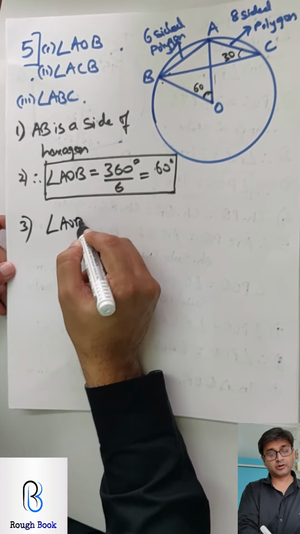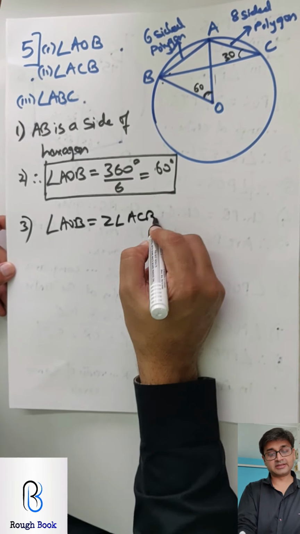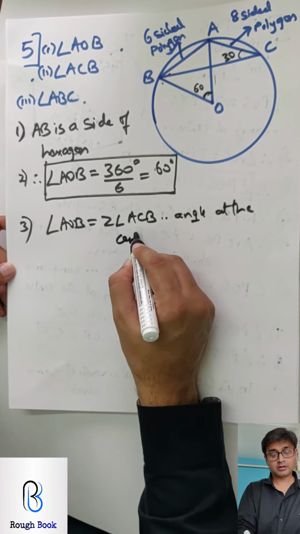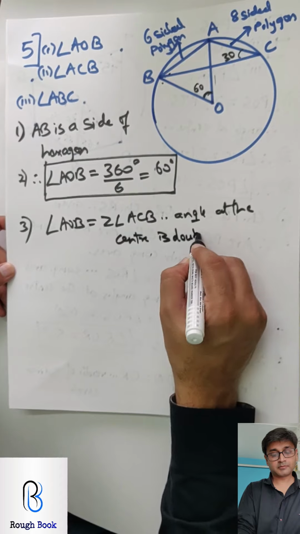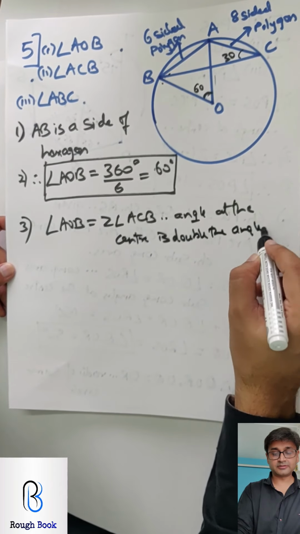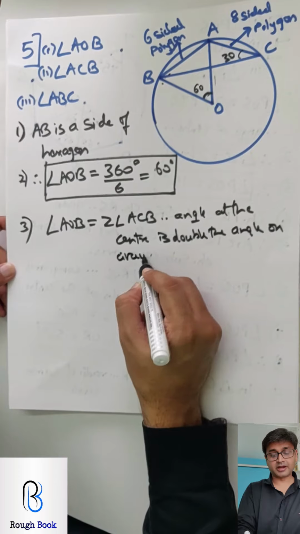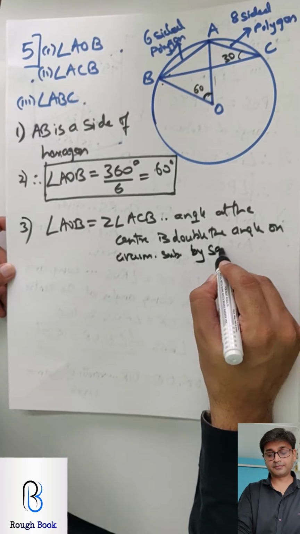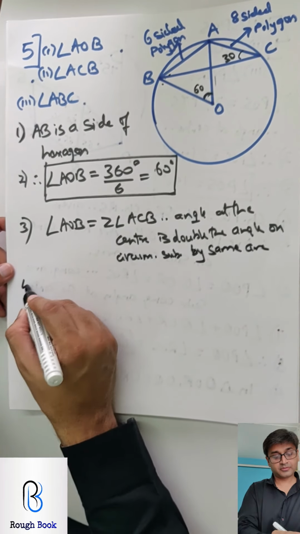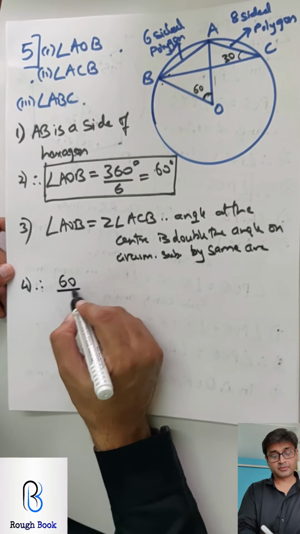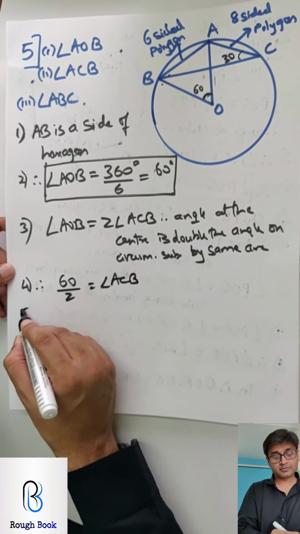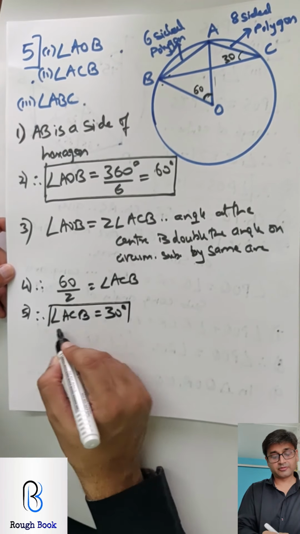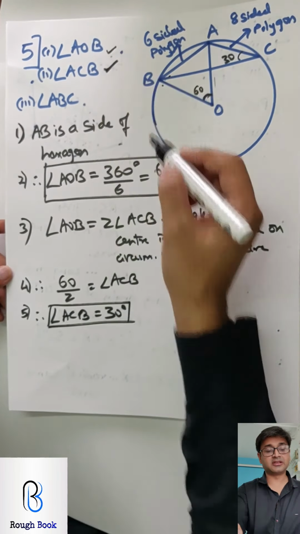Third, angle AOB is double of angle ACB. Angle at the center is double the angle on the circumference subtended by the same arc. I am purposely writing this so that you learn them. So therefore AOB is 60, divided by 2 is ACB, and finally I can say ACB is 30 degrees. So we managed to get the first as well as the second.